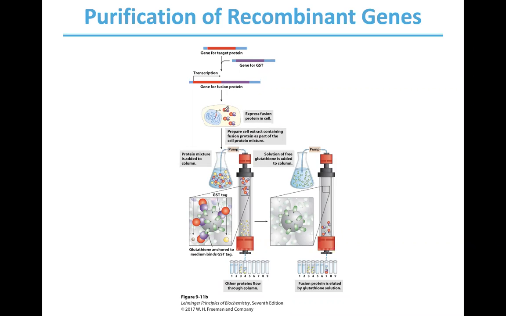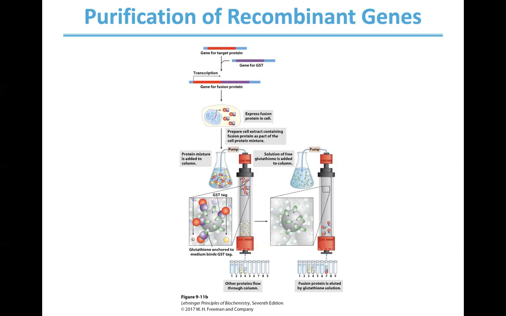And you can see here, the red one is the protein of interest, and this one with the mouth open is the GST, which will bind the ligand, which will bind glutathione. We're going to prepare cell extract containing the fusion protein. And there'll be lots of other proteins in the mixture.